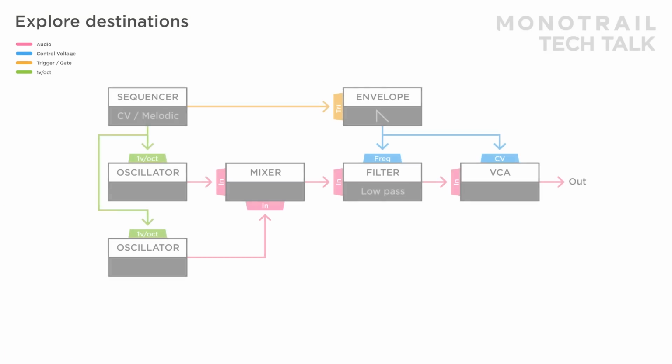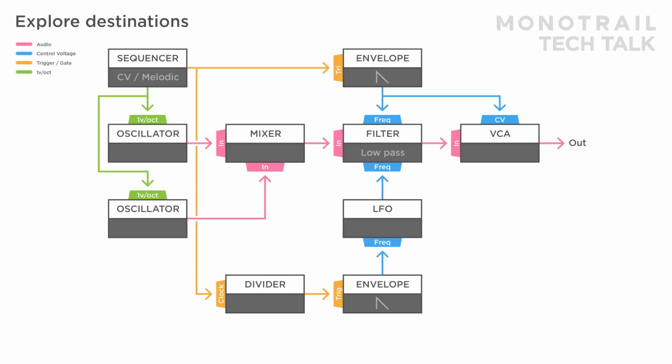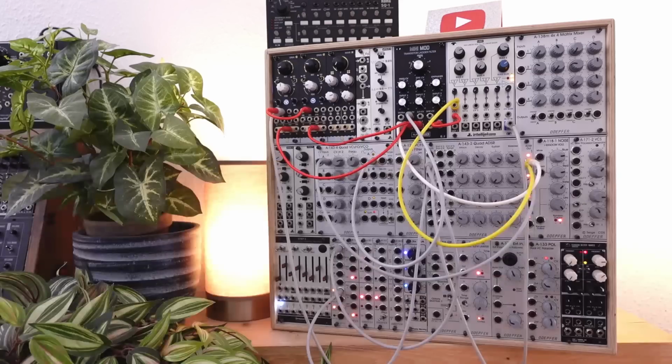Of course, the second envelope doesn't have to be used as a direct modulation source. Here's the same dual oscillator voice with a synced clock divider triggering an envelope. In this setup, that envelope is modulating the frequency of an LFO, in turn modulating the filter. An uneven division is used, creating shifting speed bursts to the LFO.